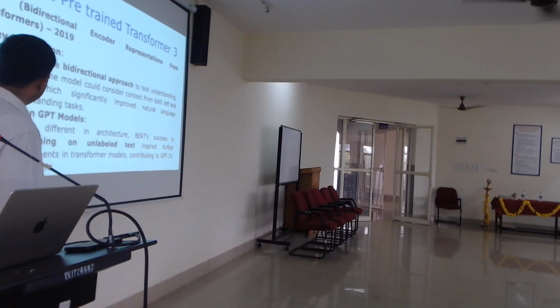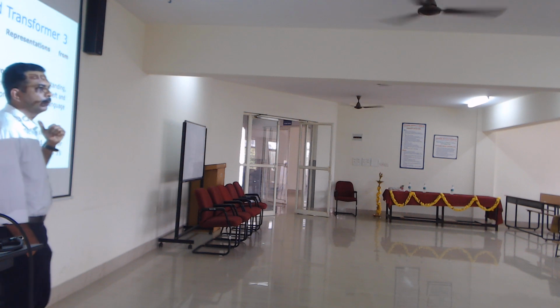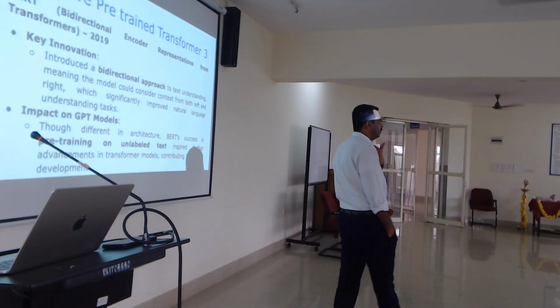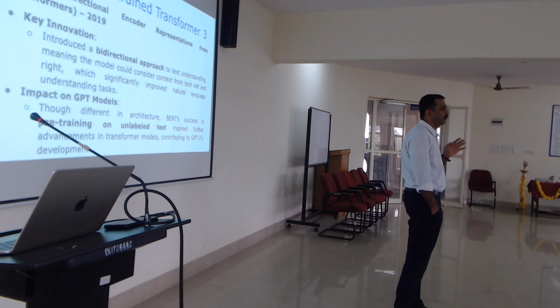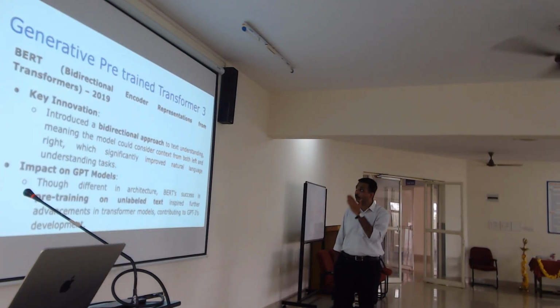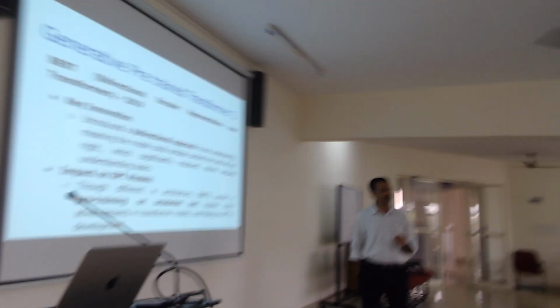So the impact is that you can deal with unlabeled text. In the previous case, it had to be unsupervised, right? Now you can even deal with unlabeled text. That is the major advantage of BERT. BERT is basically a bidirectional encoder, right? We are not using the decoder. That is why you can't call it a transformer model.